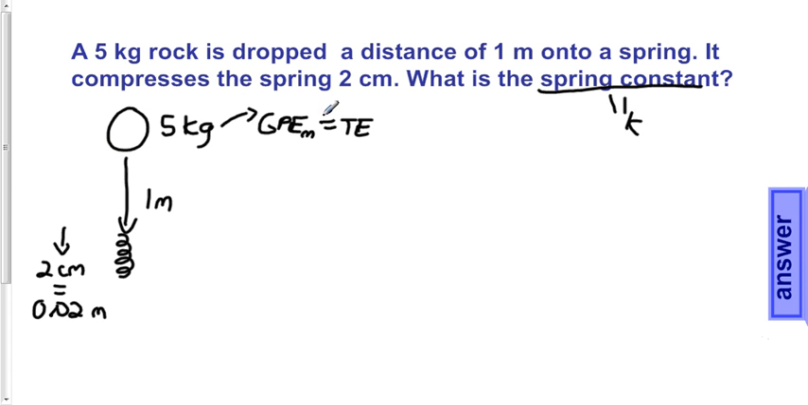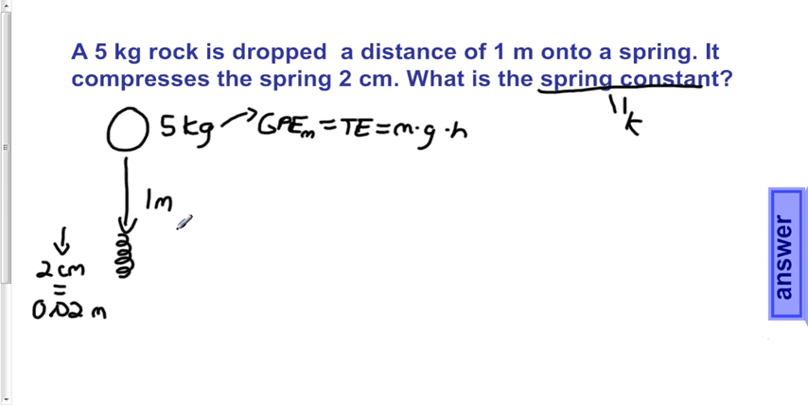this value. This max gravitational potential energy is equal to the mass of the rock m multiplied by the acceleration due to gravity g multiplied by the height that the rock is being held at h, which is also 1 meter.